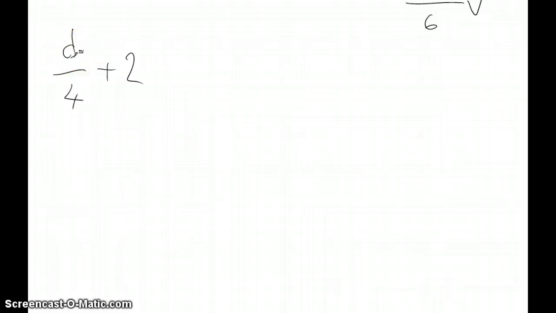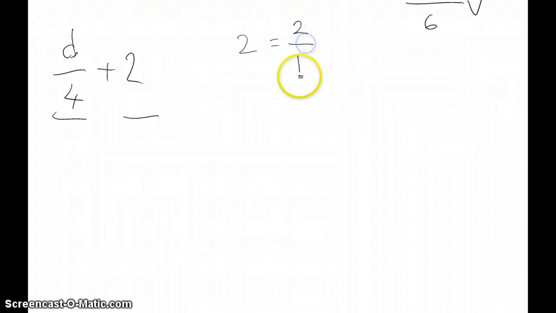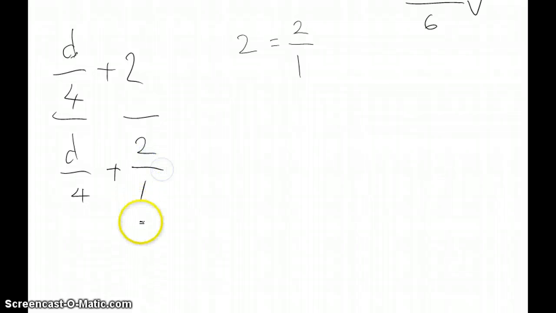Remember, we're still working with algebraic fractions. However, we've got a fraction and a number. I'm going to turn my number into a fraction. Turning 2 into a fraction, I put it over 1, because anything divided by 1 is just itself. So if I rewrite this problem, x over 4 plus 2 over 1. I can't add the numerators yet because my denominators are different.